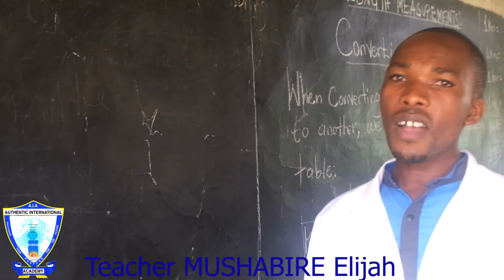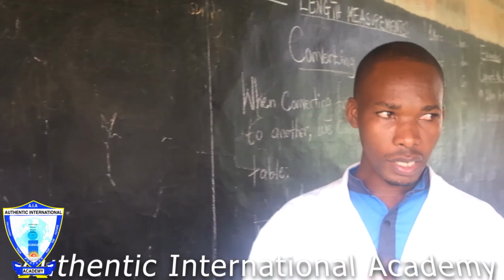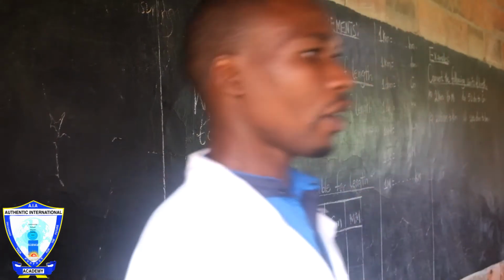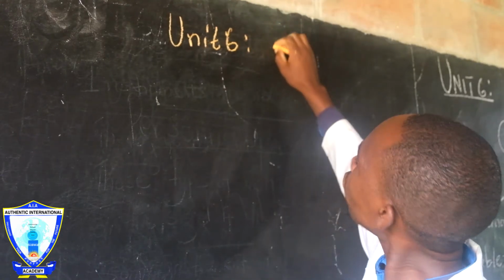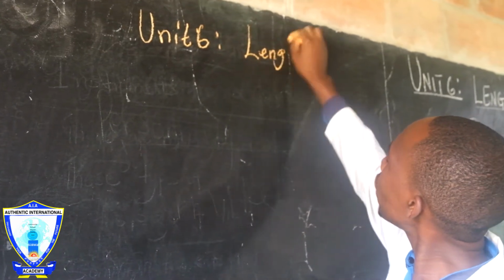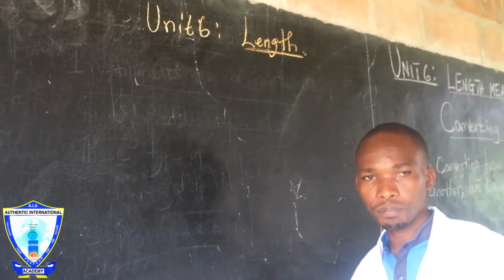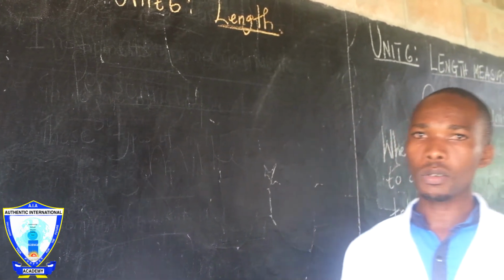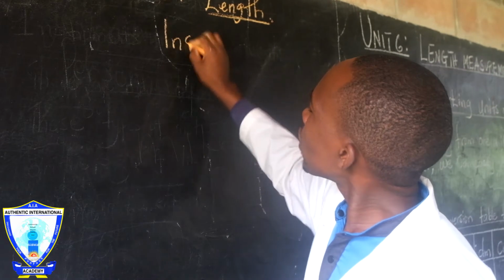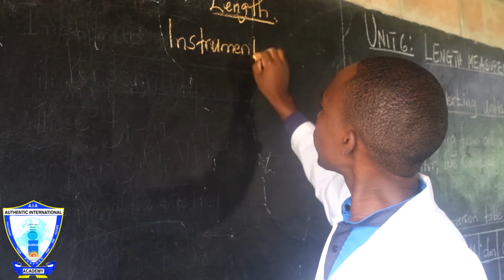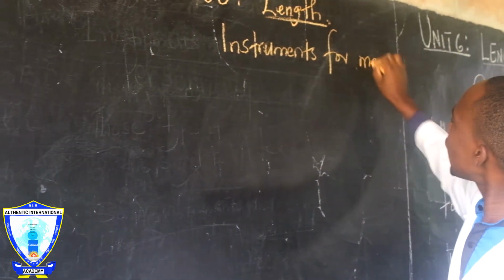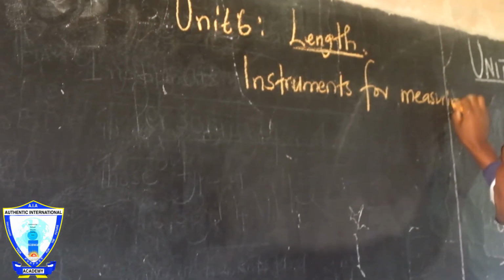So, we have been learning so far in Unit 6. Do you still remember? Oh, okay, let me remind you. We have been studying about length. So, with length, we talked about instruments for measuring length.